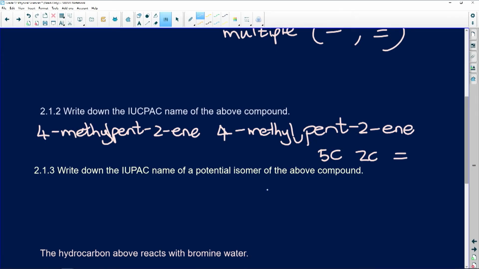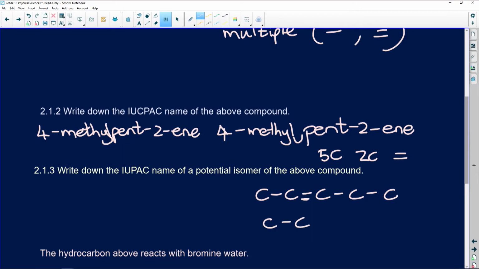So I'm going to draw it out again. So just to show you, it's carbon 1, 2, 3, 4, 5. So instead of having it here, we're going to then draw it here. All right, so let's have a look now. Is that going to make any difference? That's what I want to show you.